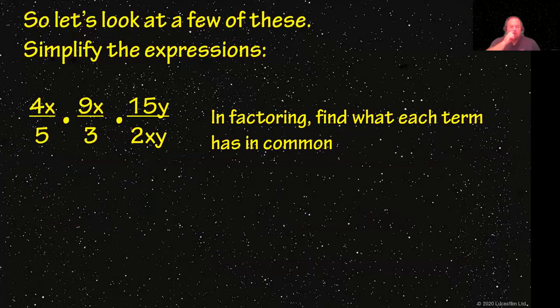We see 4x over 5 times 9x over 3 times 15y over 2xy. And again, we're going to do this and simplify and figure out what we can do there, what can match up. Now, a key thing to notice here, it is not adding and subtracting. I am multiplying straight across. You have to understand this is in multiplication. You can do what we're about to do. If it was an addition or a subtraction sign in between, there's different rules on that, and that's not what we're doing. We're doing just this with the multiplication.